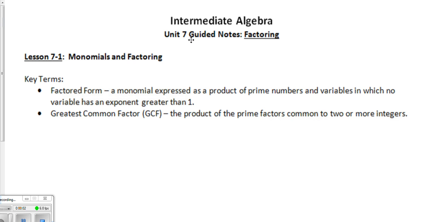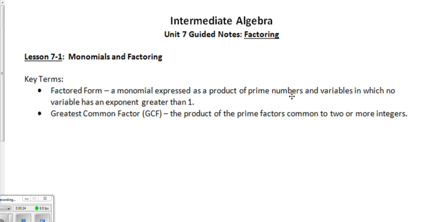All right, Unit 7 for Intermediate Algebra is all about factoring. Now for Lesson 7.1, we'll be looking at monomials and factoring. Some of our key terms: factored form. A monomial expressed as a product of prime numbers and variables in which no variable has an exponent greater than 1. So we've used greatest common factor before.